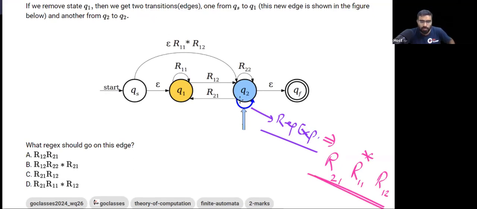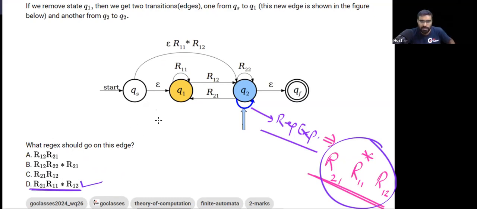Very simple, right? From Q2 to Q2, how can you go from Q2 to Q2? You can take R21, then any number of times R11, and then R12. So this is the regular expression you will put on Q2. For this question, the answer will be R21 R11 whole star R12. Very simple. The answer will be option D.